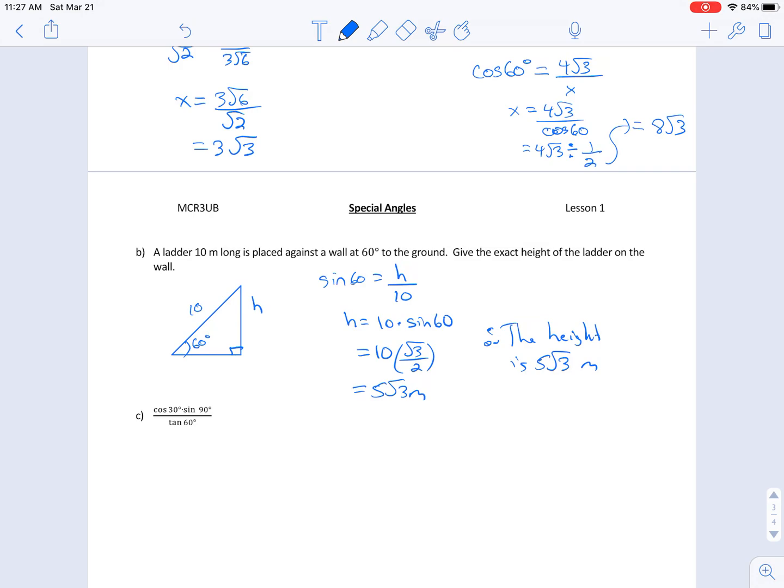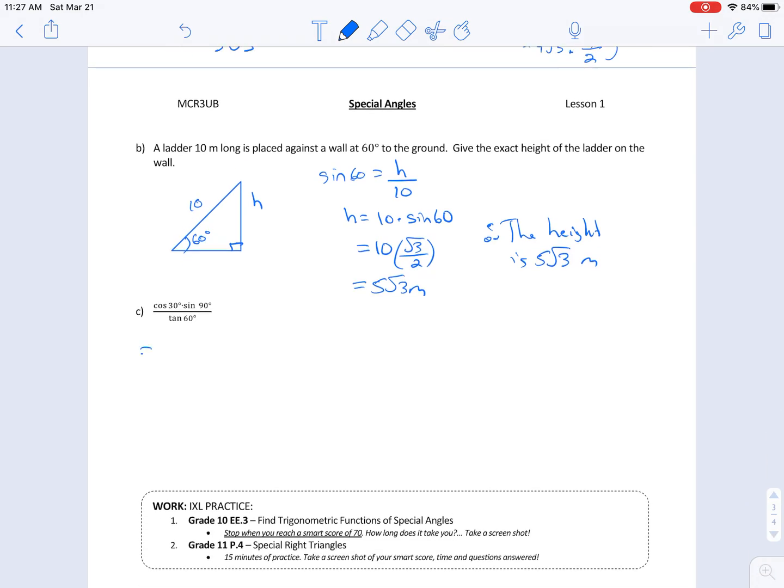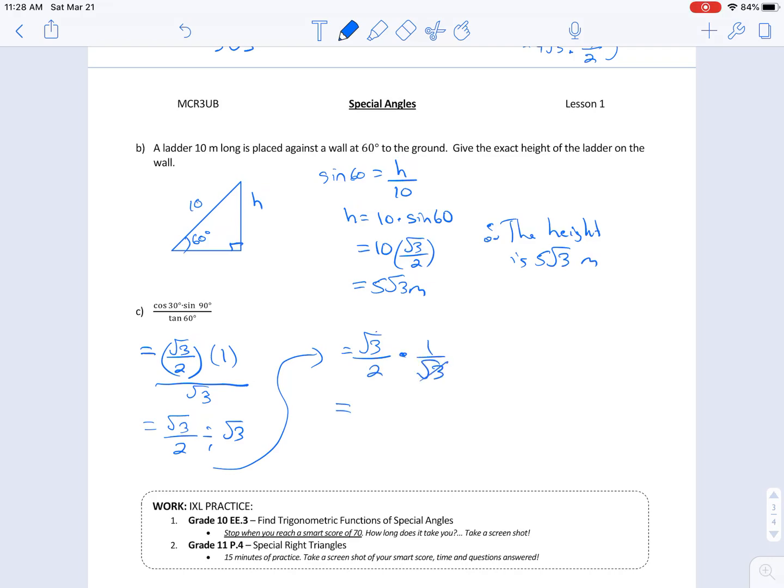Next one's a bit trickier. So we've got cos 30, so we'll replace all these. Sine of 90, we haven't talked about the 0 and 90 yet, but if you punch that into your calculator, you'll find that it's just the value of 1, and we'll explain why later. So for now, you can just punch it in, then tan 60 is root 3. So I end up with root 3 over 2 divided by root 3. If I flip that root 3 here, I multiply by 1 over root 3, so that these guys go away, and I'm just left with 1 over 2.